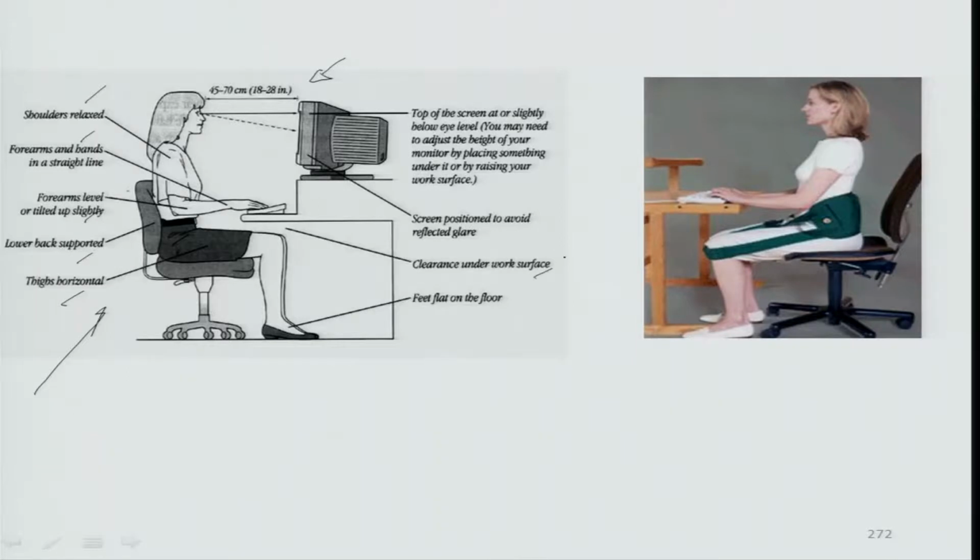There should be sufficient clearance under the work surface, flat feet on the floor, and a screen position that avoids reflected glare. The top of the screen should be at or slightly below eye level for the vision angle or viewing distance, and it could even be slightly below eye level as well. You may need to adjust the height of your monitor by placing something under it or raising it if you really want a comfortable system for handling computer workstations.